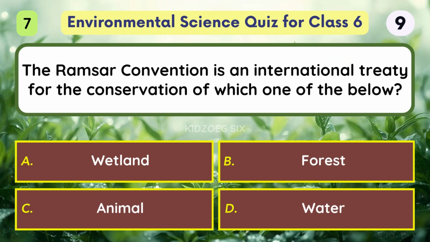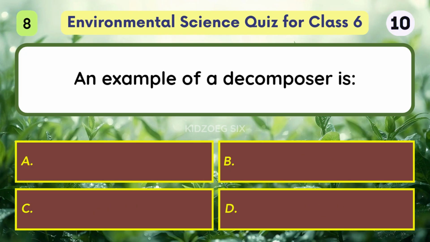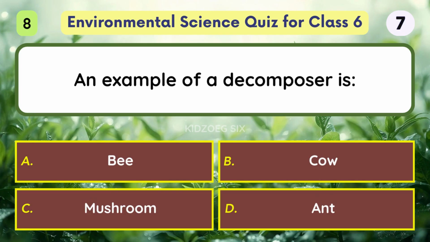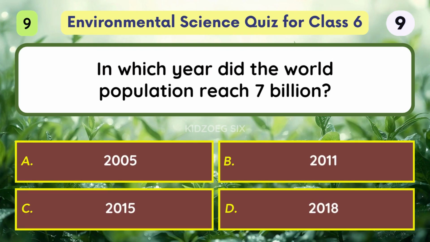The Ramsar Convention is an international treaty for the conservation of which one of the below? Wetland. An example of a decomposer is. Mushroom. In which year did the world population reach 7 billion? 2011.